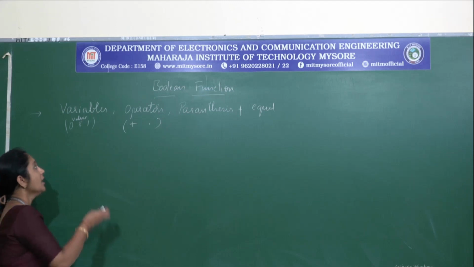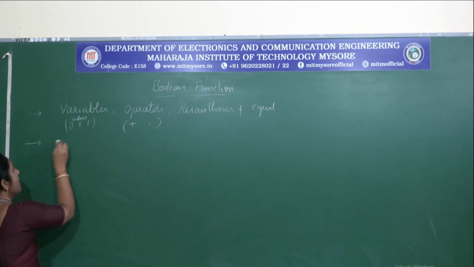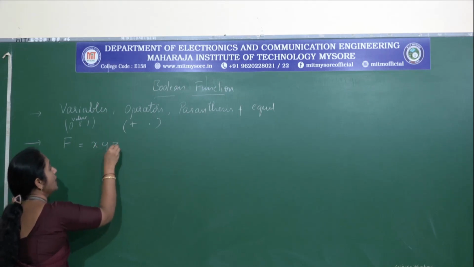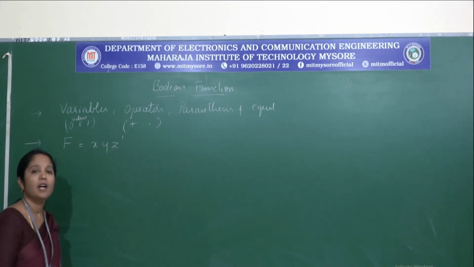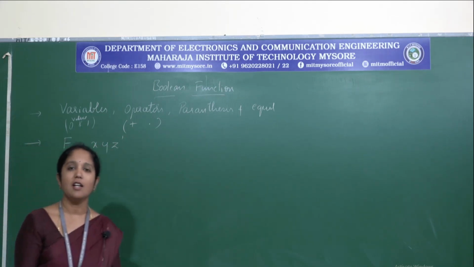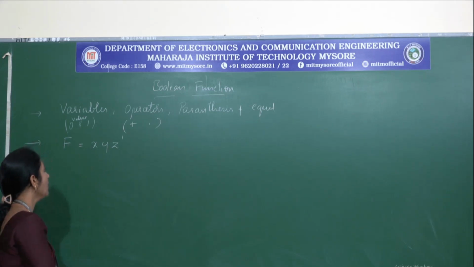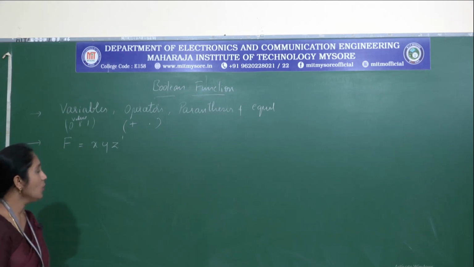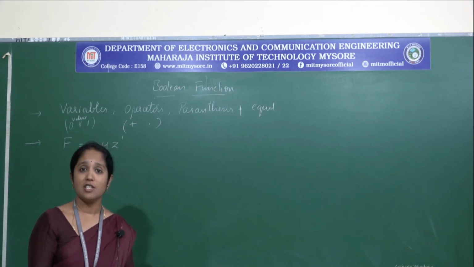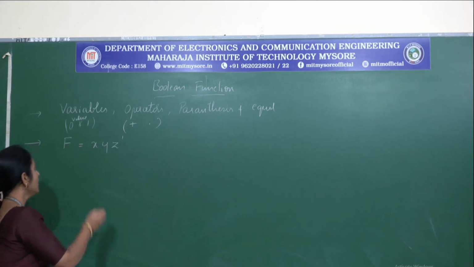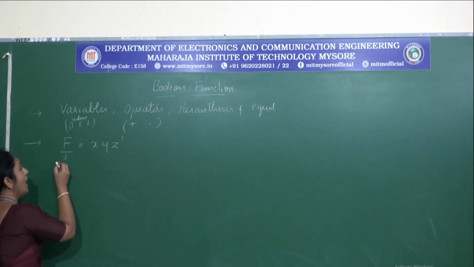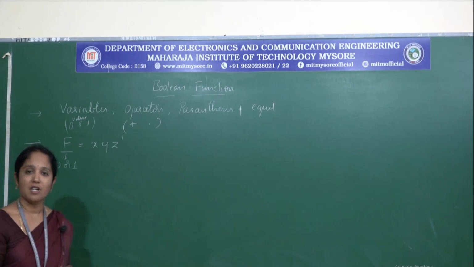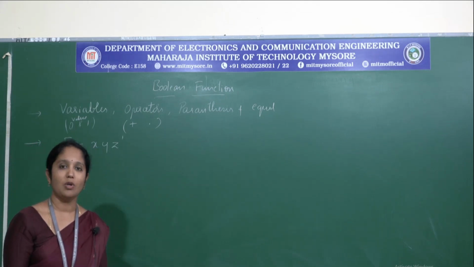Now let us consider an example of a Boolean function, which is given by x, y, z dash. Let us consider f. It's a Boolean function which is having an equation, x, y, and z dash. Now a Boolean function, whatever we write, can have only two values, that is 0 or 1. So this expression or this function can also be derived from the truth table.